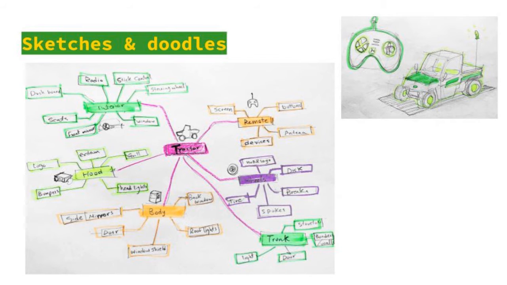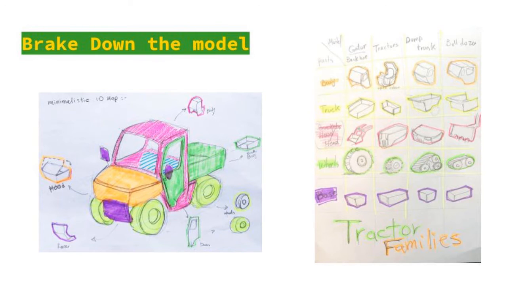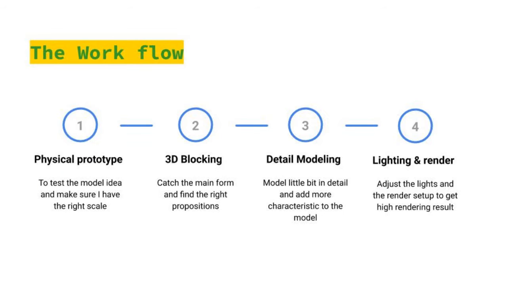Then I started to make doodles and sketches to analyze and break down the tractor, the Gator itself, and try to understand the main pieces. Okay, we have the body, the track, the hood, the wheels, all of these parts. Then I made a small table and tried to adjust them together. Later on, I put some systematic steps: I have the physical prototype, the 3D blocking, then the detailed model, then I finish it with lighting and render.